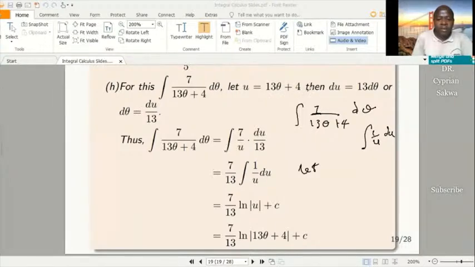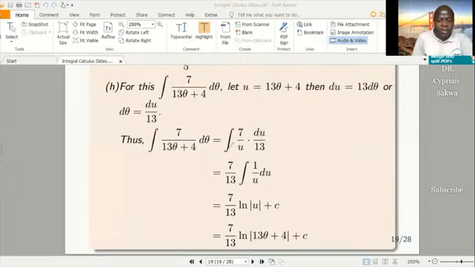Then, differentiating both sides, I have du equals 13 d theta. Make d theta the subject of the formula by dividing both sides by 13. So you have d theta equals du out of 13. Now come and integrate. The integral of 7 over 13 theta plus 4 d theta, we substitute with its equivalent, which is u. So it's the same as the integral of 7 out of u, and d theta is du out of 13.